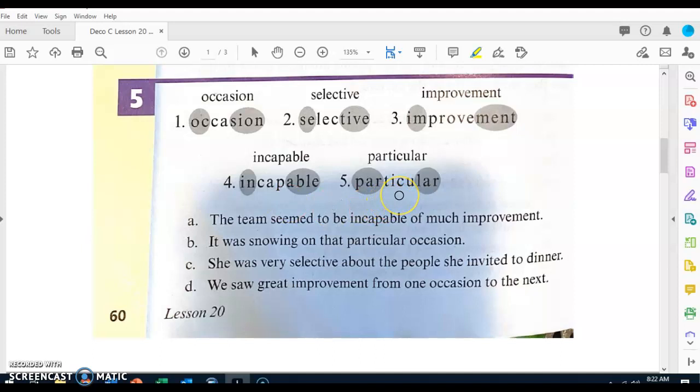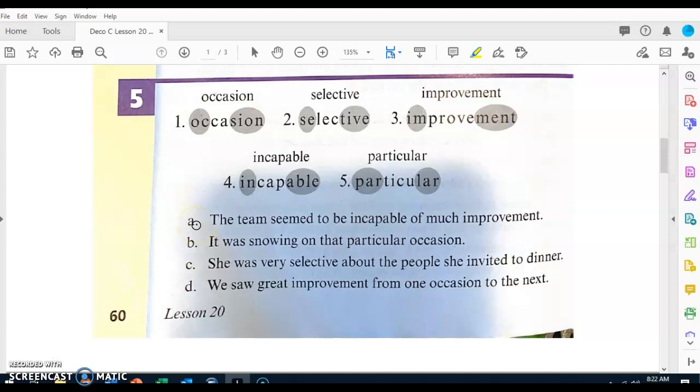Incapable. Word number 5 is particular. What word? Particular. What is the first part? Par. What is the last part? Ler. The middle part is spelled T-I-C-U. What does that part say in the word? Get ready. Ticu. So the parts are particular. Everybody, say the whole word. Particular. Let's go ahead and read our sentences.